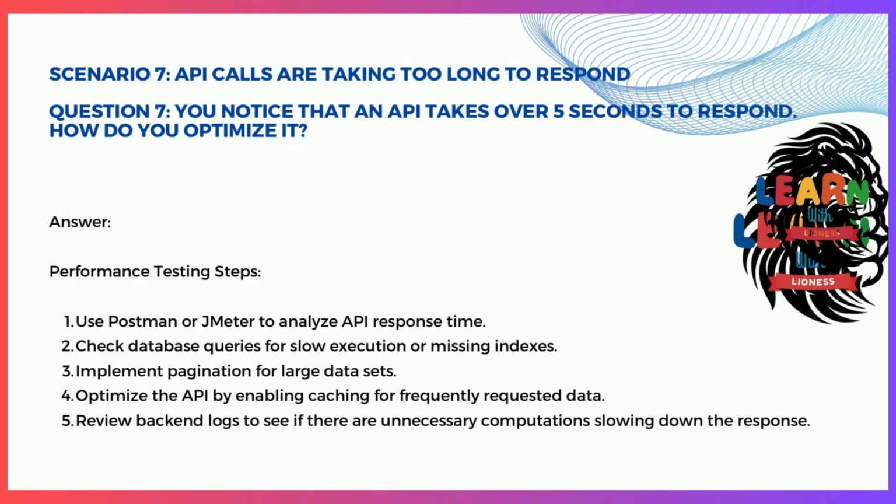2. Check database queries for slow execution or missing indexes. 3. Implement pagination for large data sets. 4. Optimize the API by enabling caching for frequently requested data. 5. Review backend logs to see if there are unnecessary computations slowing down the response.